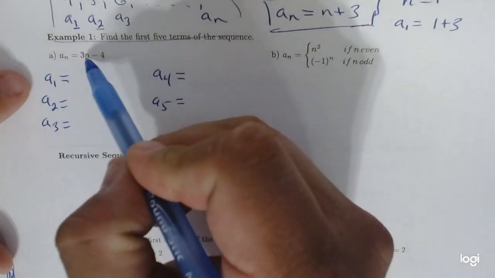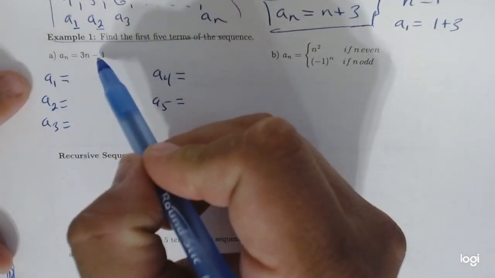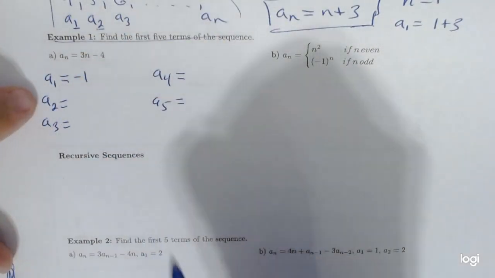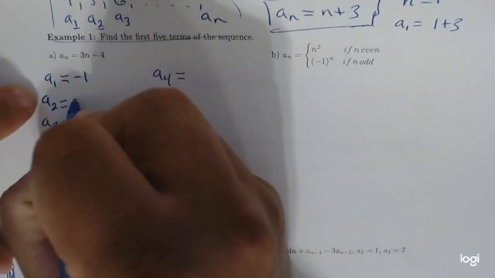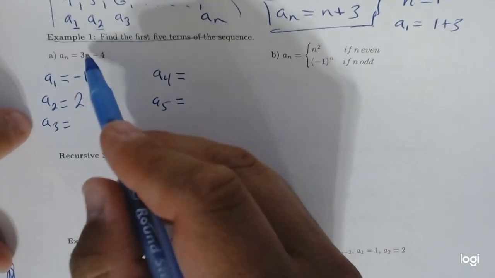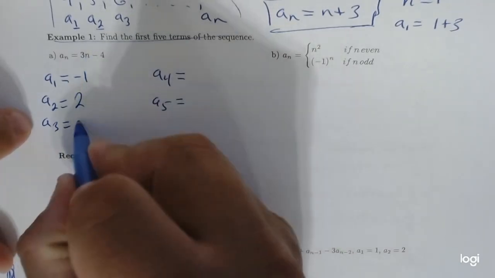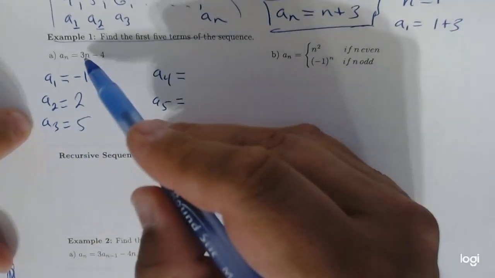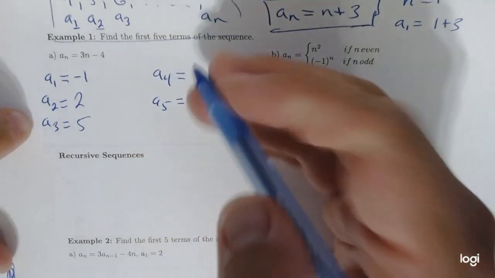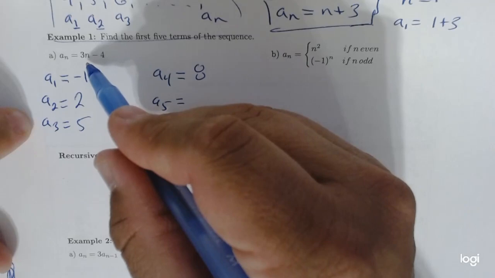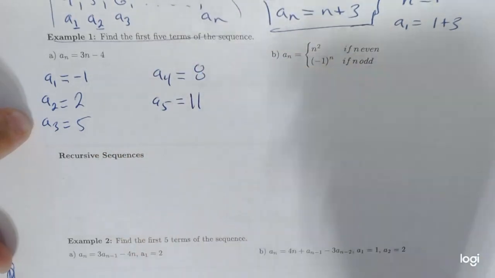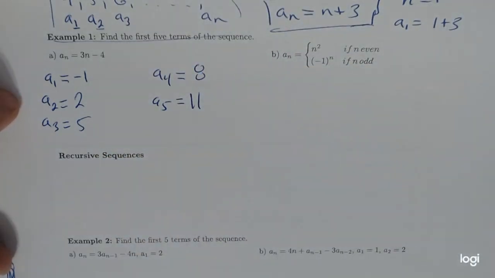So if I plug in 1, 3 times 1 is 3, minus 4 gives you negative 1. 2 times 3 is 6, 6 minus 4 is 2. 3 times 3 is 9, 9 minus 4 is 5. And so forth. 4 times 3 is 12, minus 4 is 8. And then finally, 5 times 3 is 15, minus 4 gives you 11. So literally it's just like a function. We just label it with a different notation when it comes to sequences.